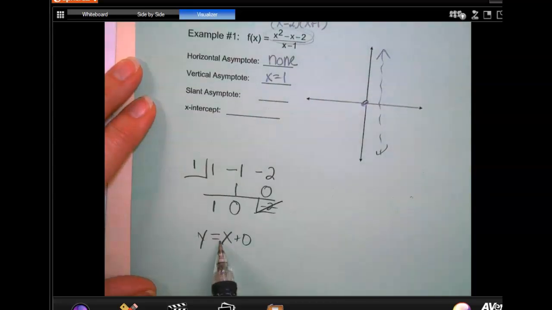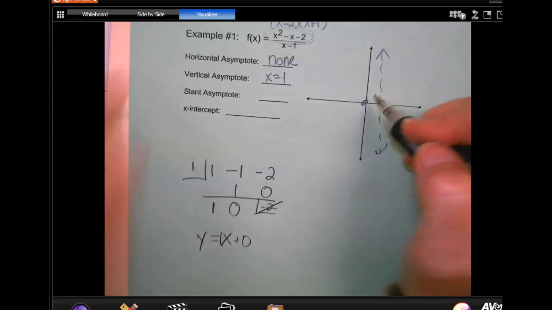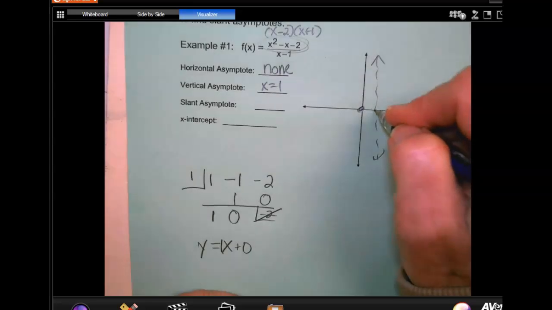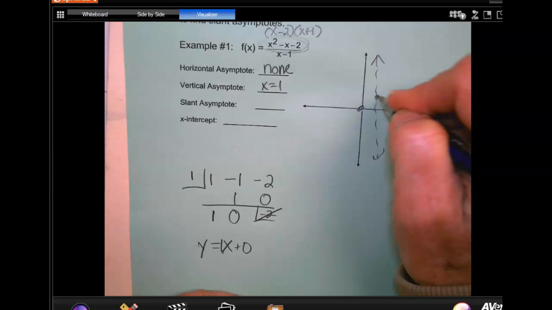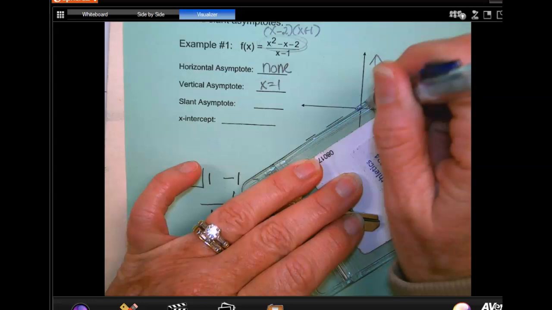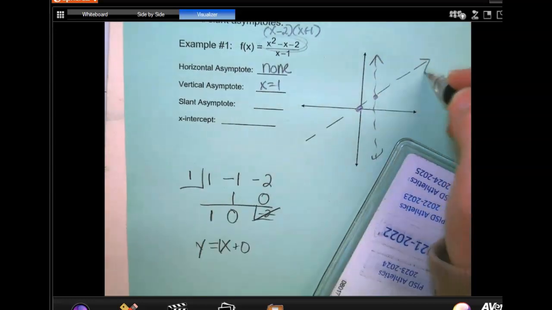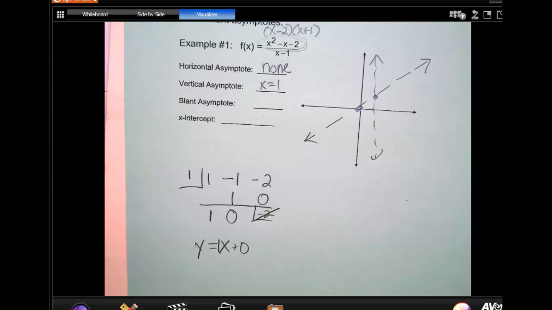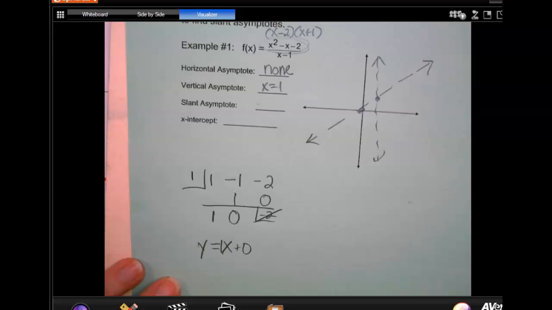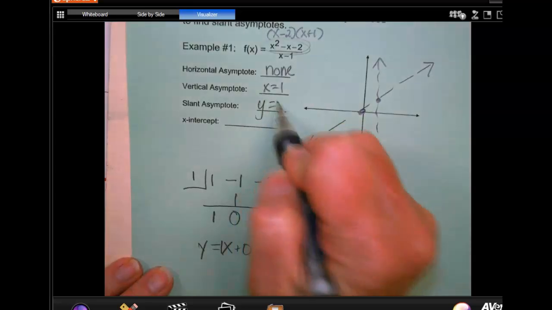And what's the slope? 1. So that's going to be up 1 over 1, correct? Up 1 over 1. So if we are up 1 over 1, this is at 1, and here's 1, so we're going to have a dot here. So if we draw, we're going to dot it. So our slant asymptote is y equals x.